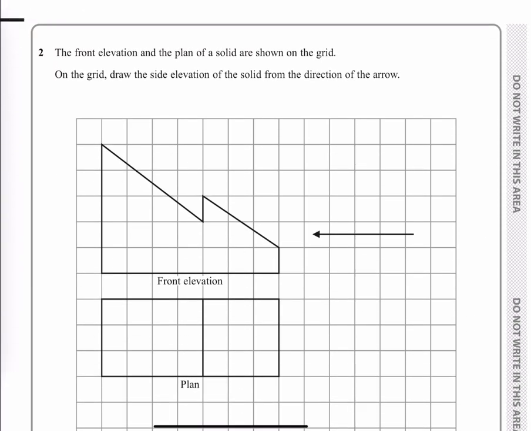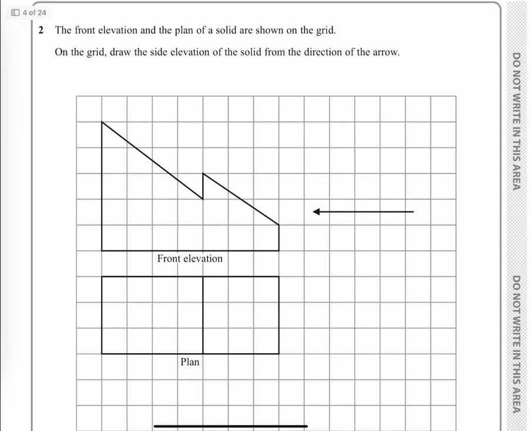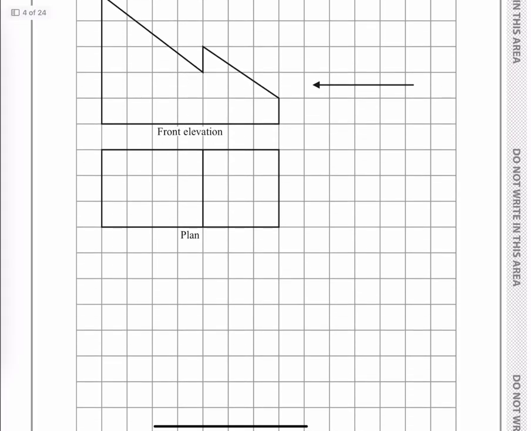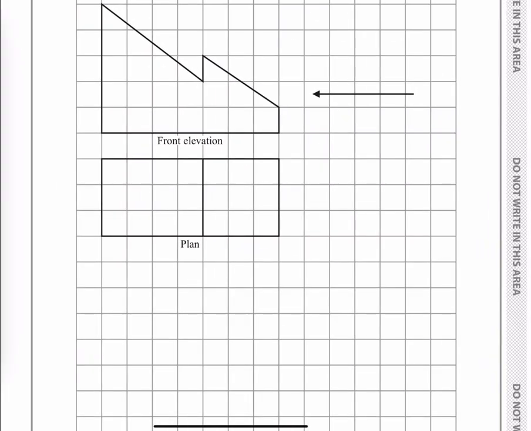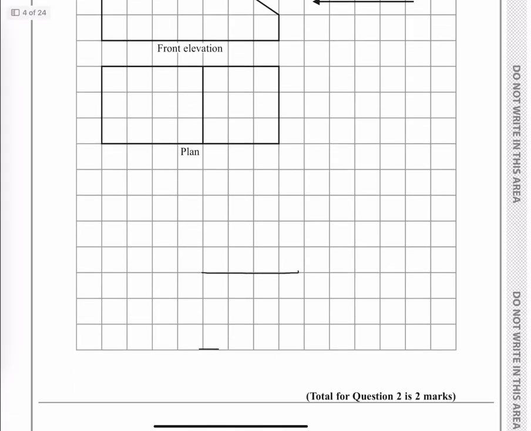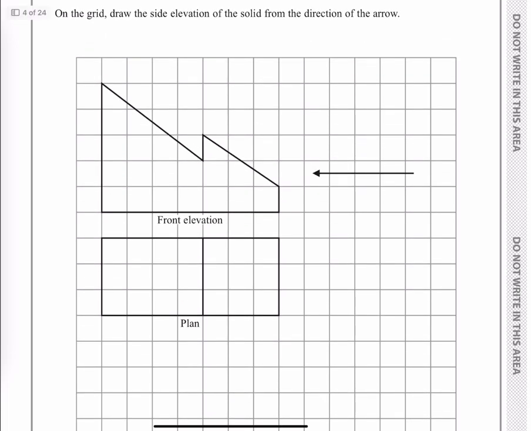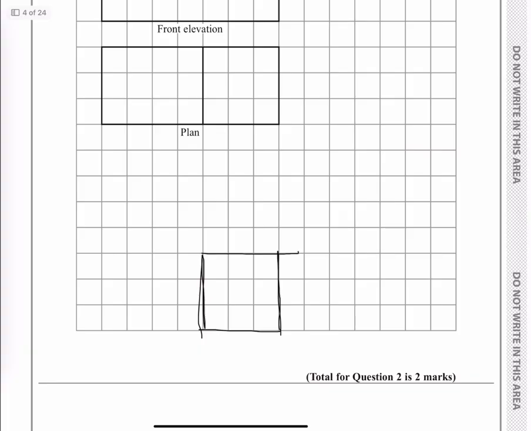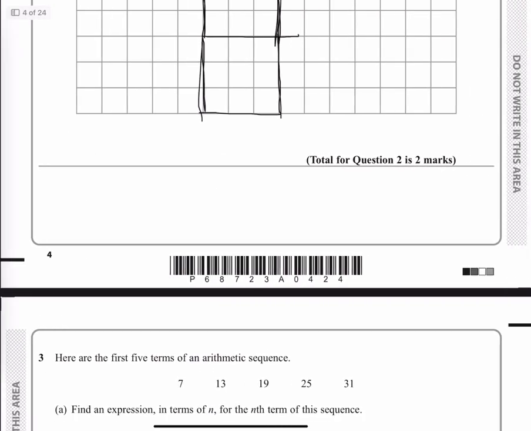The front elevation and plan of a solid are shown on the grid. On the grid, draw the side elevation of the solid from the direction of the arrow. Okay, so there's your front elevation, there's your plan. What it's going to look like is, well, it's clearly 3 across. It goes up 3. So I'm going to draw this lower. So it's 3 across, up for 3. And then we go down 1, but we're not going to see that. And then we go up 2 more. So it's going to look something like that. Okay, moving on.